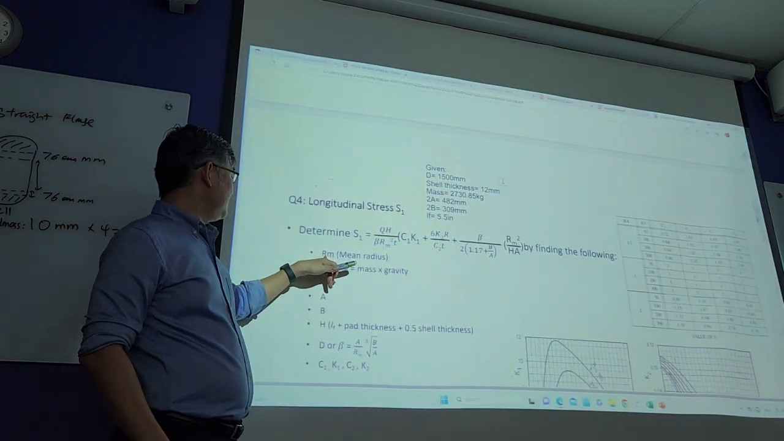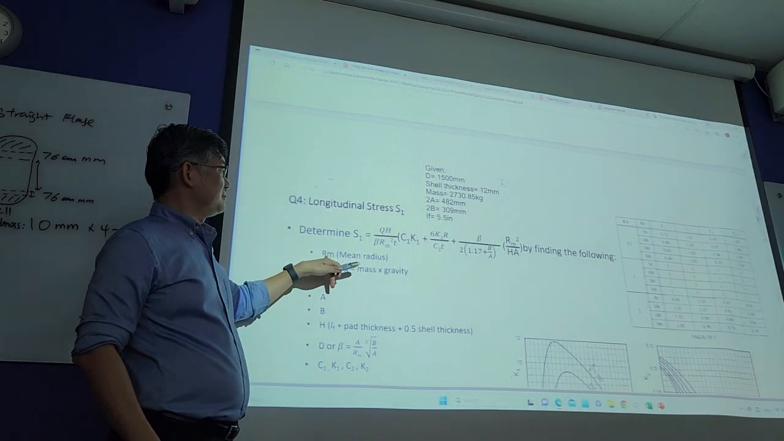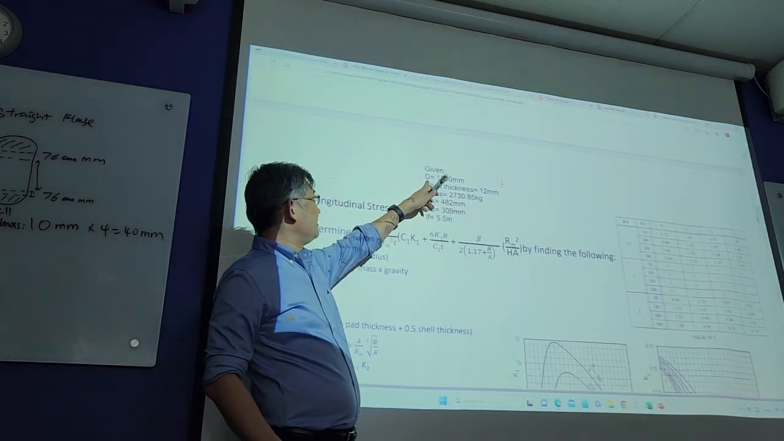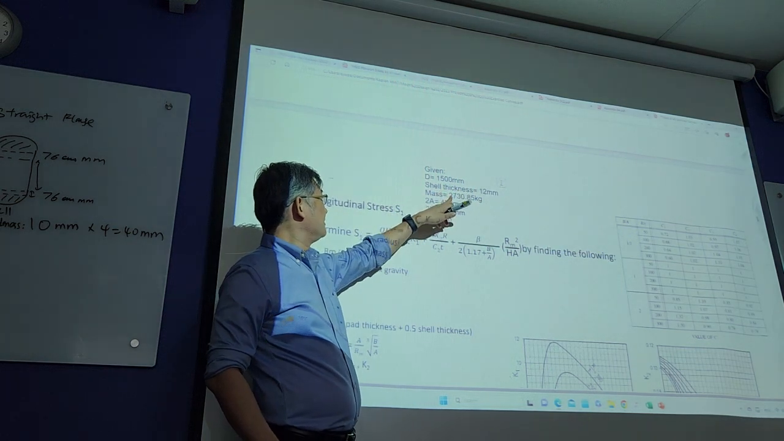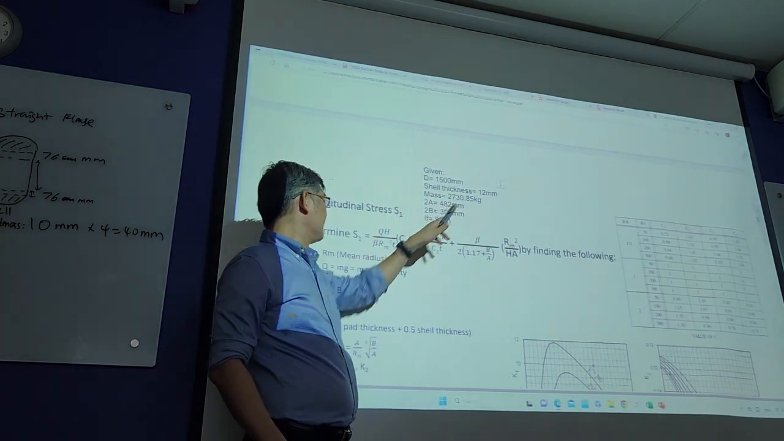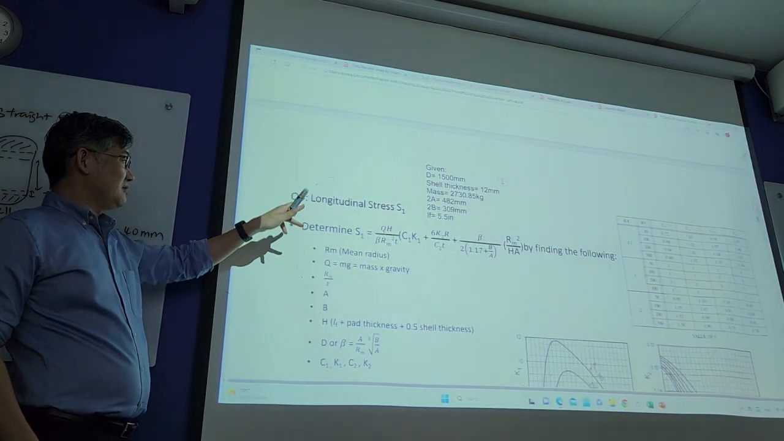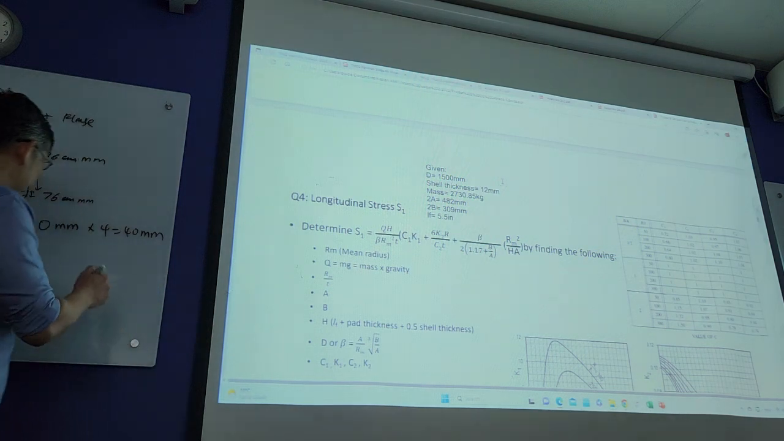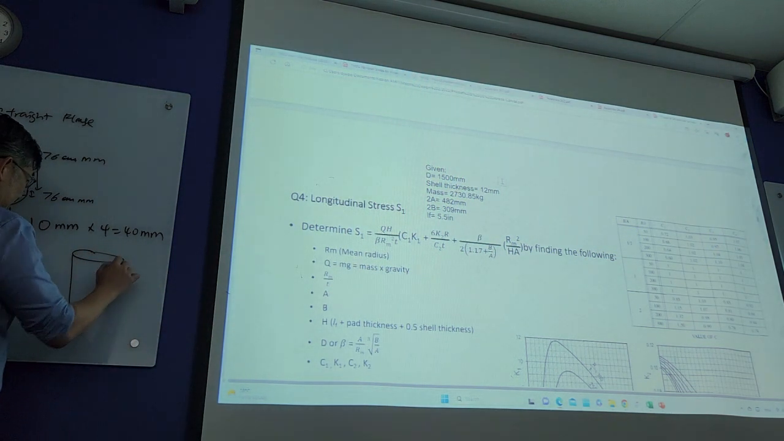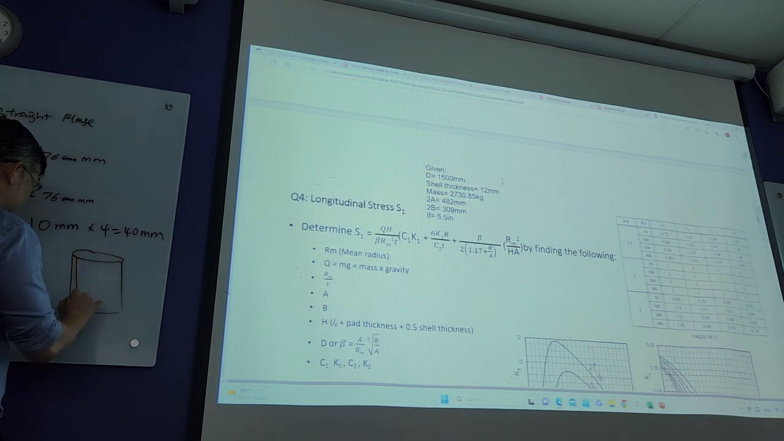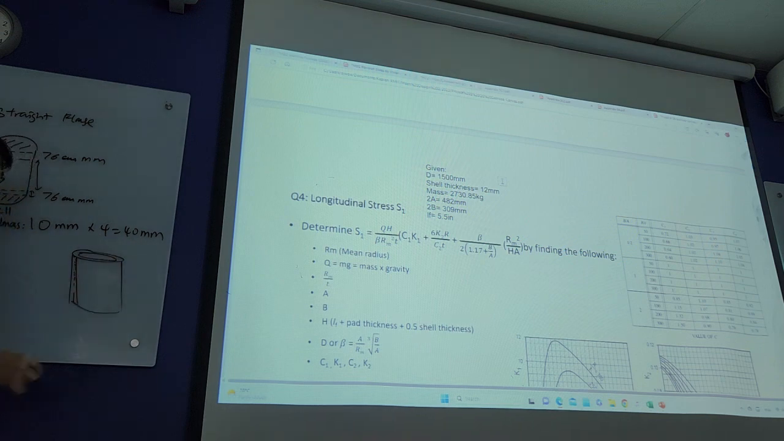Try out first. This is the radius, the mean radius. You are given diameter 1500 mm, shell thickness 12 mm. So you find the mean radius from this diameter and shell thickness. Your diameter here, and of course you have thickness. So you have to find the mean of the thickness and diameter together. Half of the diameter is the radius.